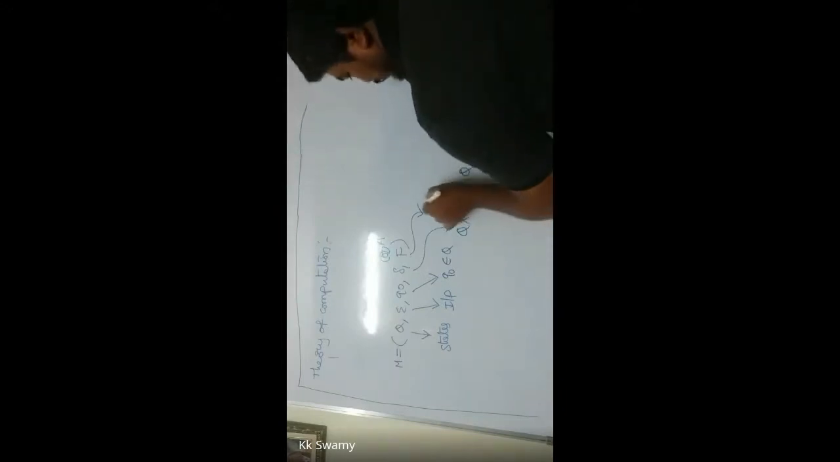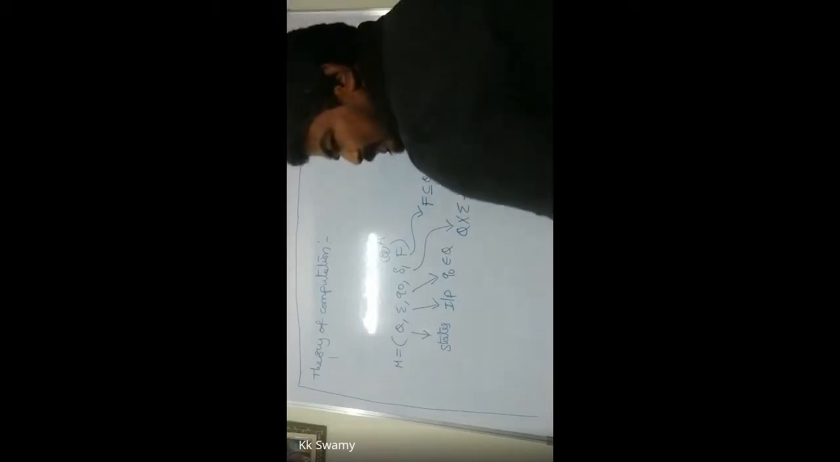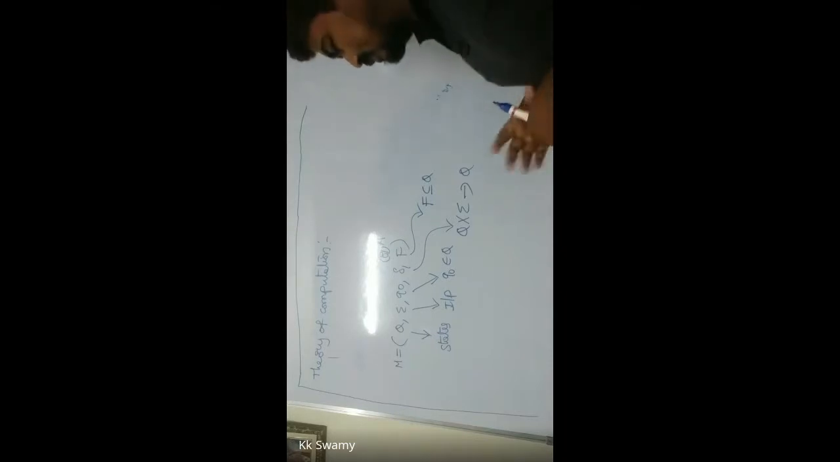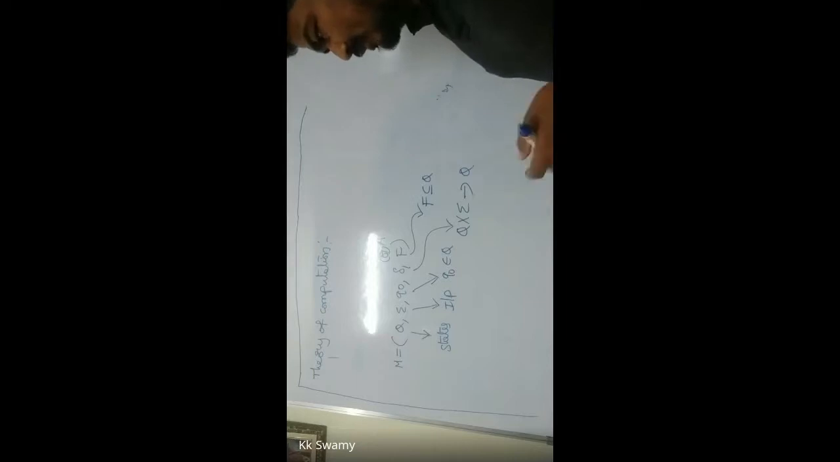Now the set of final states F is a subset of or equal to the capital Q. That is called the set of final states, a subset of or equal to Q. Now, I am giving one real-time example for finite automata. If you take the lift, the lift is one of the best examples for finite automata.